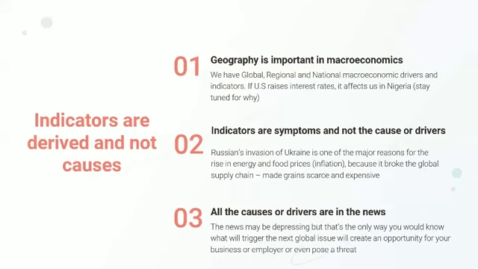Interest rates are set by the central bank and are set to regulate money supply, because banks are the ones that are custodians of that money, all right? Number two, and I'll come back to that point. Please follow me. Indicators are symptoms and are not the causes or the drivers, which I've already indicated. So what do I mean? Russia's invasion of Ukraine is one of the major reasons, if not the most important reason, for the rise in energy and food prices. So all the craze in our supermarkets and the markets that things are 3 times now is because of that war.